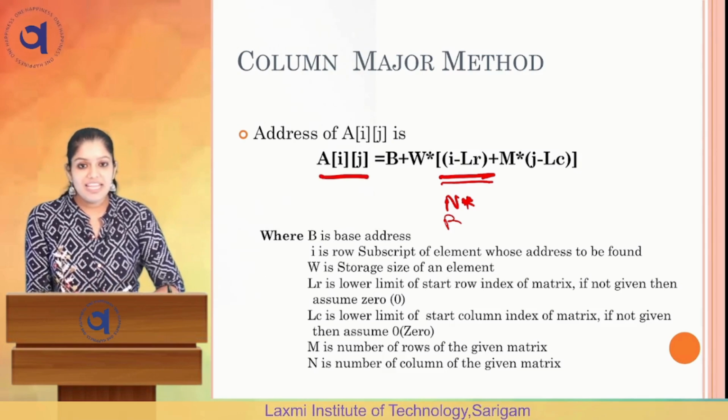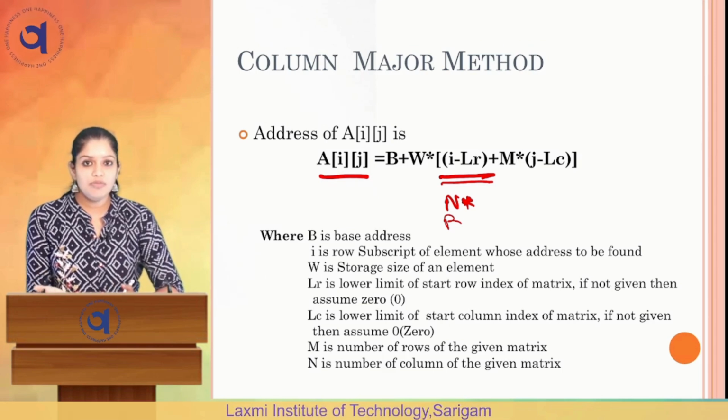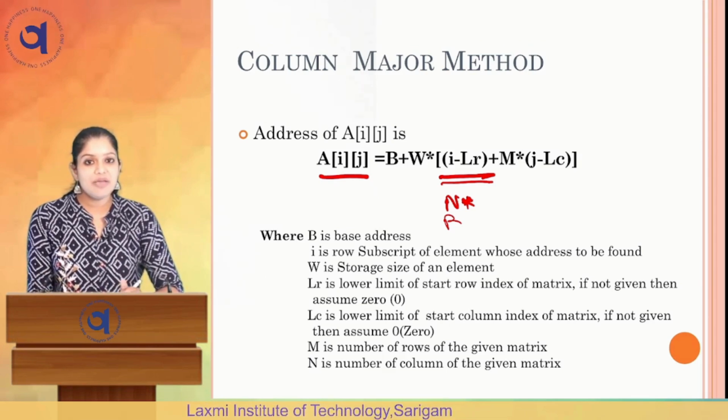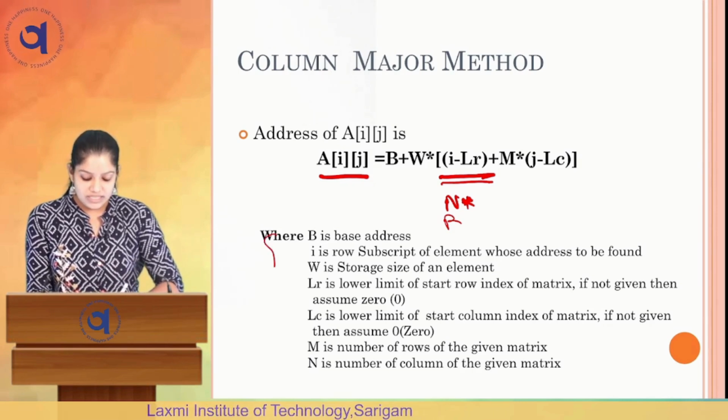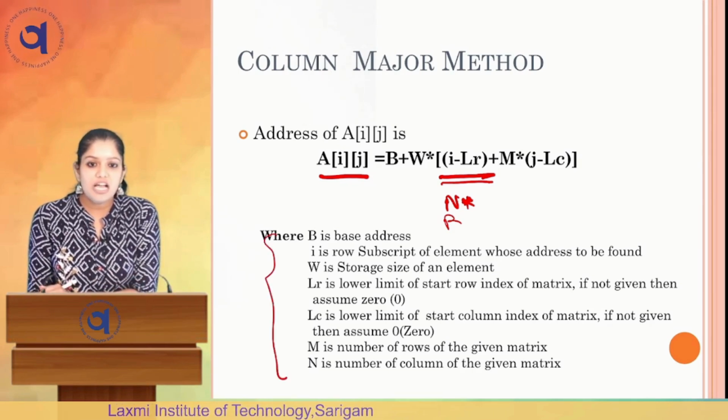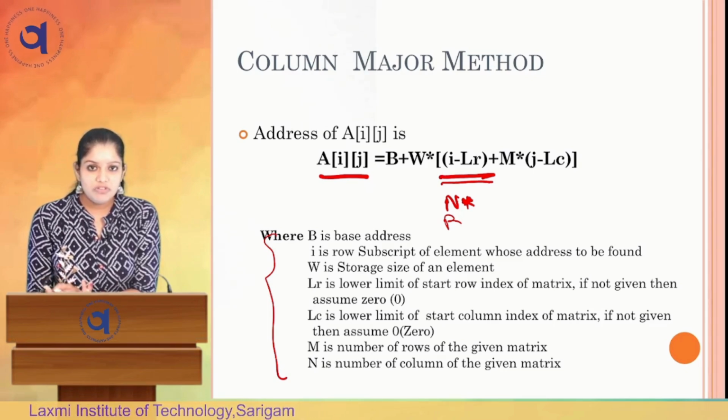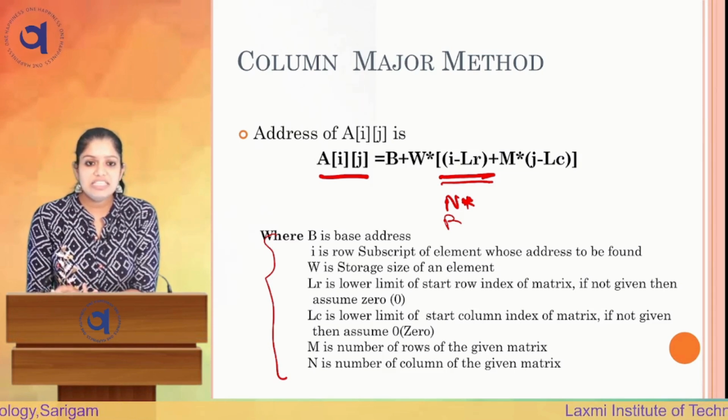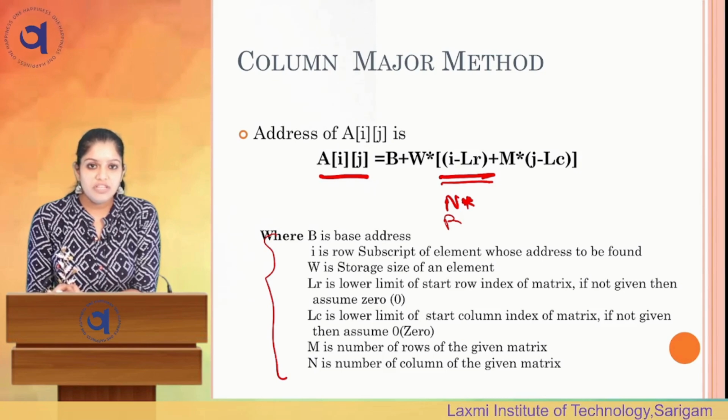So, here we have A[i][j] equal to b plus w into (i minus LR) plus m into (j minus LC), where you know that b is the base address, w is the storage size of an element, like memory per word. i is the row number for which you are finding it, j is the column number, LR and LC are the lower bounds, usually 0 if not given, and m is the total number of rows, the size of the column.